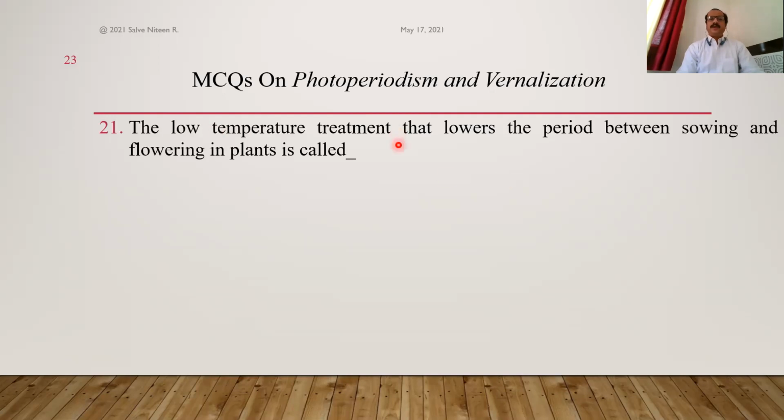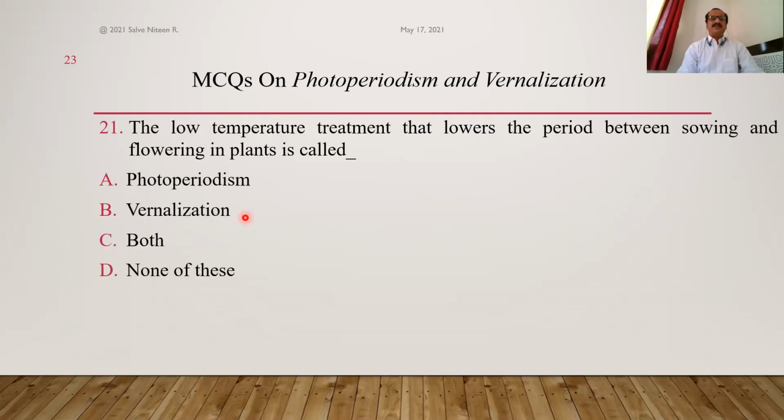The low temperature treatment that lowers the period between sowing and flowering in plants is called, as you have studied, vernalization. B is the right answer.